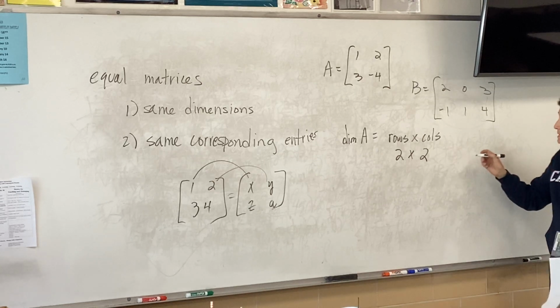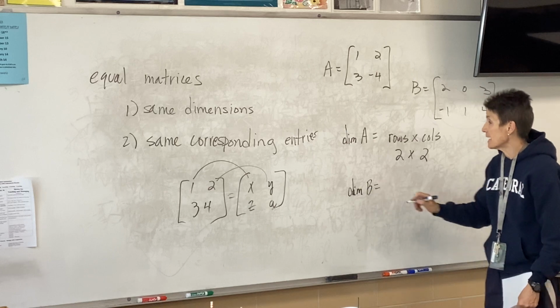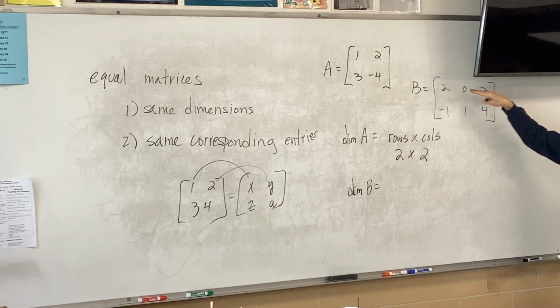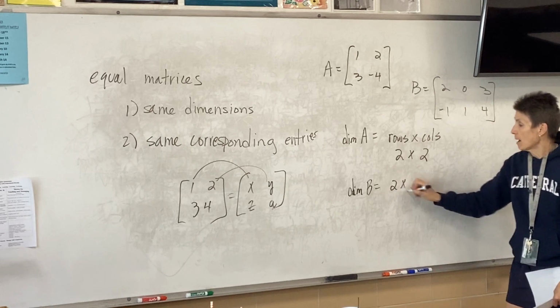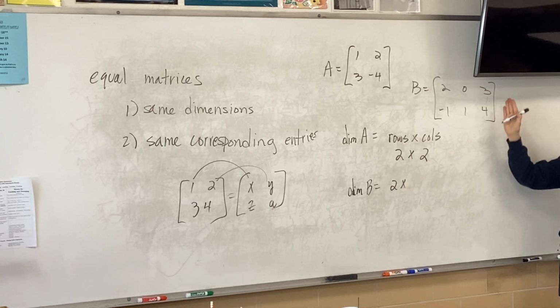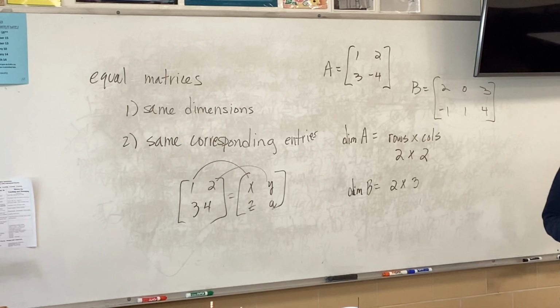Now, what about B? Well, the dimensions of B, again, is rows by columns. How many rows does B have? 2. How many columns does B have? 3. So B is a 2 by 3. It is not square. That's fine. It's a 2 by 3.